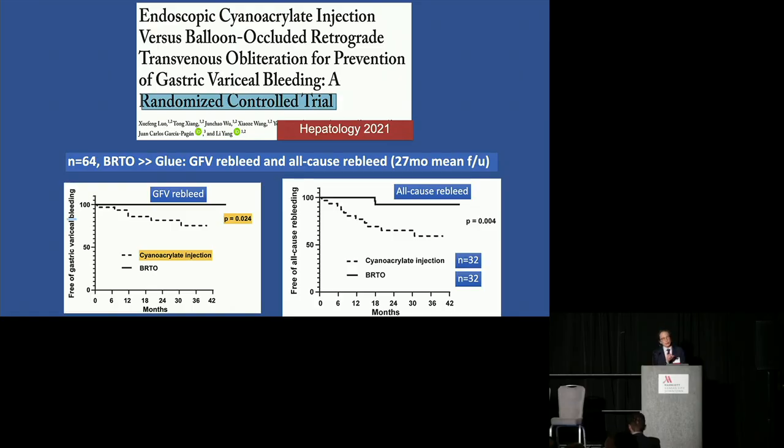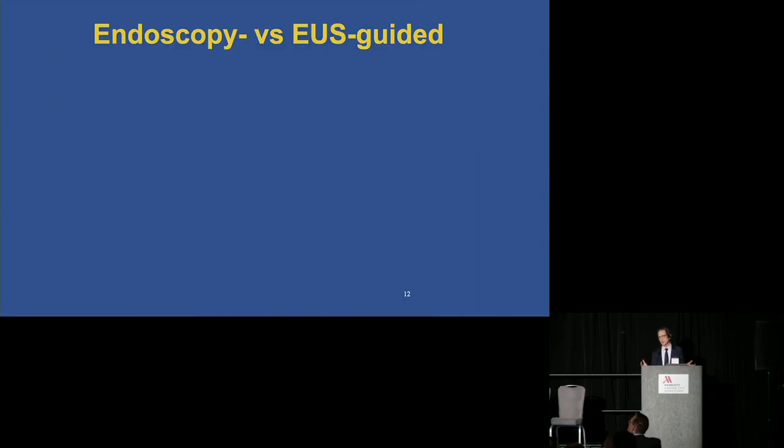Now, this is the root of why this recommendation came. It's this randomized controlled trial that showed that BRTO was superior to glue injection, and this is for rebleeding of gastric varices and all-cause rebleed. Now, it's endoscopic cyanoacrylate injection. That is yesterday's news, folks. We have evolved to EUS-guided treatment.